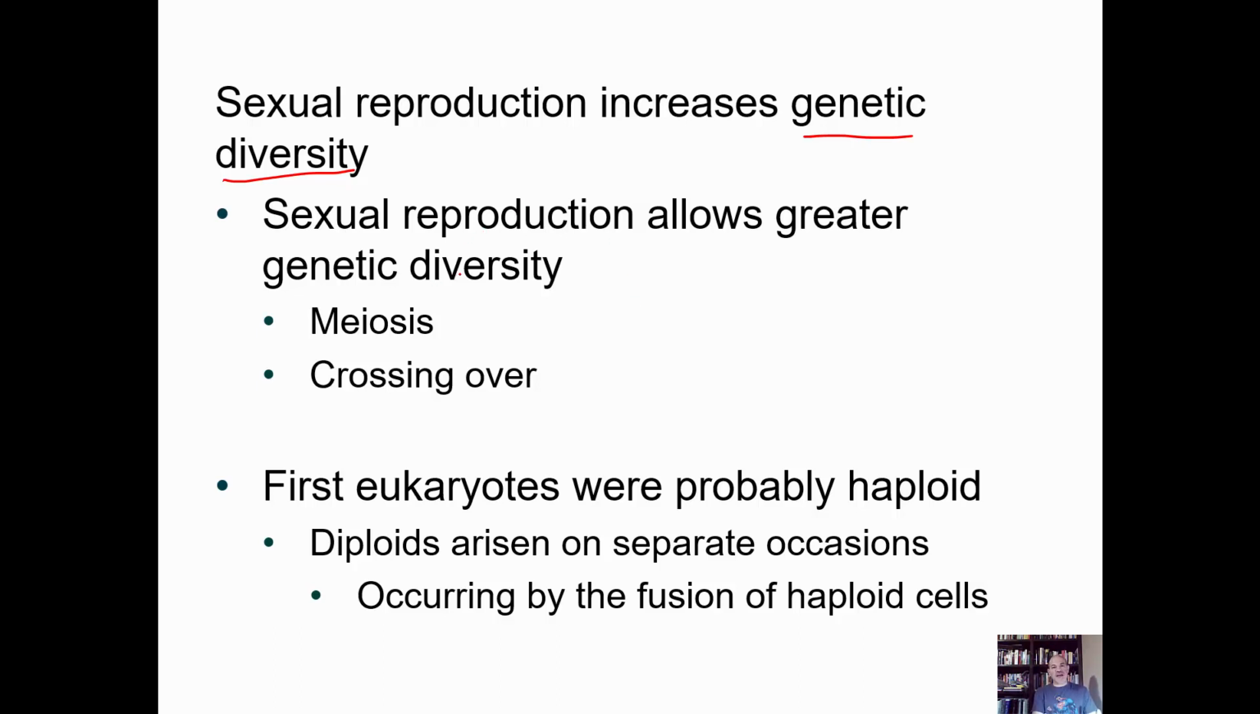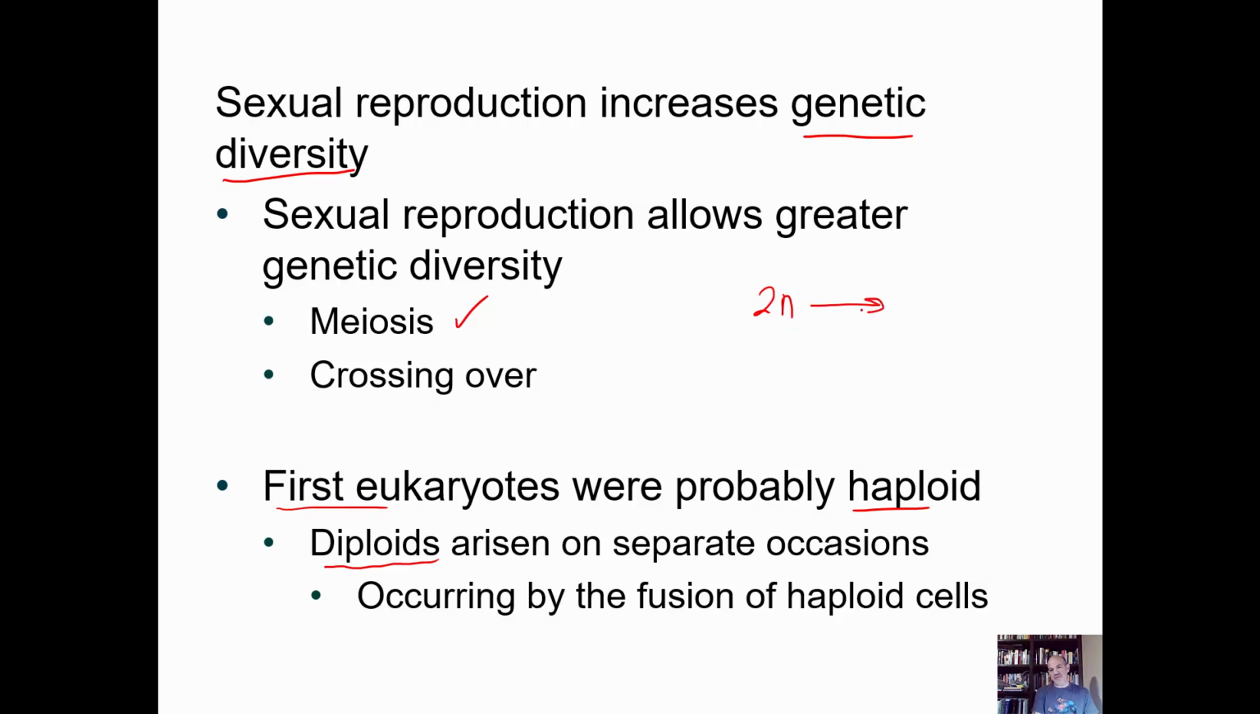Now, sexual reproduction does allow this genetic diversity, and in order for that to occur, a process called meiosis had to evolve. In order for that to have happened, we first have to have the evolution of diploid cell types. If we think about it, the first eukaryotes were probably haploid, and that means they had only one set of chromosomes. At some point, diploid arose, and probably arose multiple times independently within different groups. The diploid condition is where you have two full sets of chromosomes.